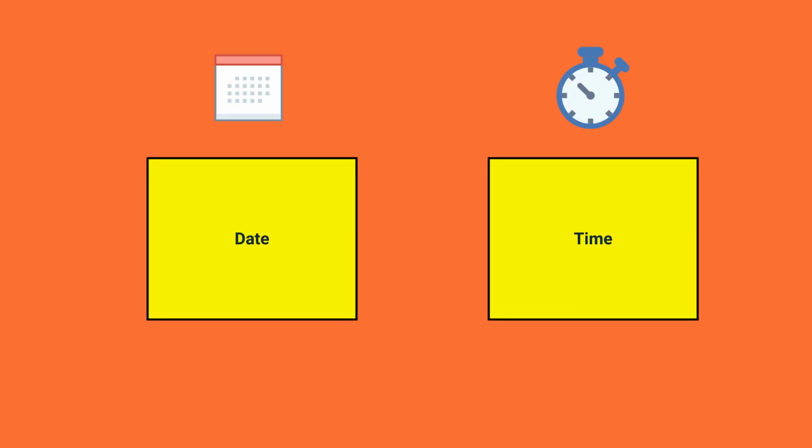These fields allow users to answer the question of when. The date field allows users to select a date and time using a calendar. The time field allows users to input a time using an easy-to-use time selector. Let's look at these in action.